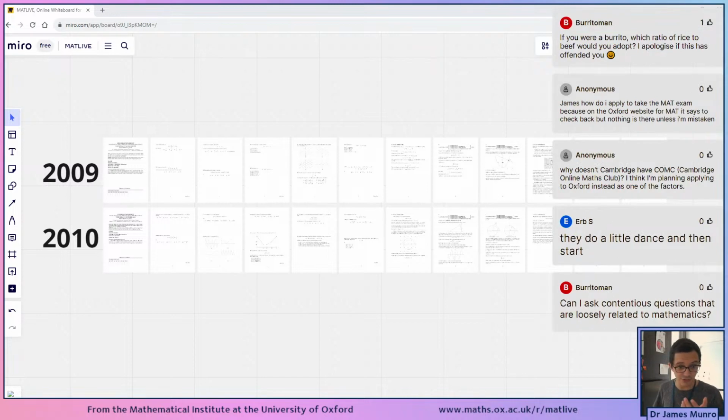The plan is to go through questions from 2009 for the first hour, and then at 6 o'clock, after a short break, talk about questions from 2010.